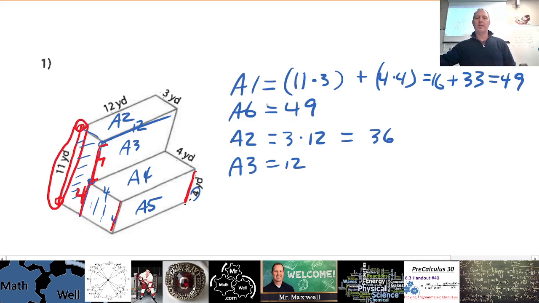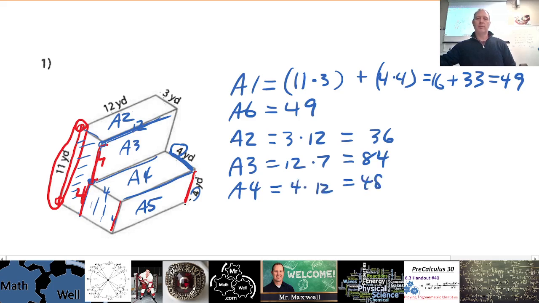Very good. Okay, you guys are on the ball. Times 7. So A3 is 12 times 7, which is what? 84? Okay. A4. Well, I've got 4 as this side. What's this one again? 12. Same as this, and 12. Very good. 4 times 12. We're getting close. Area 5 is going to be 4 times 12 again.